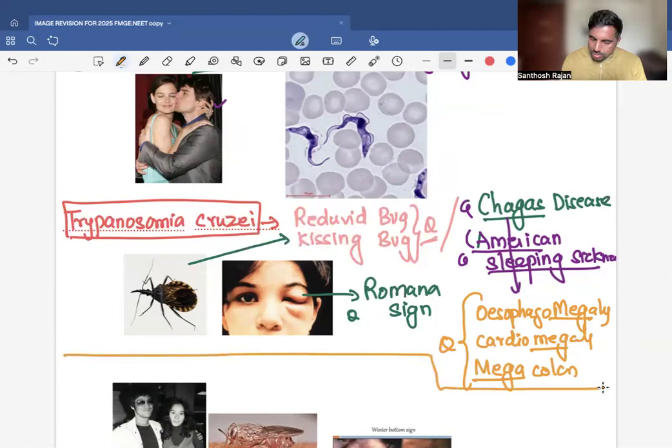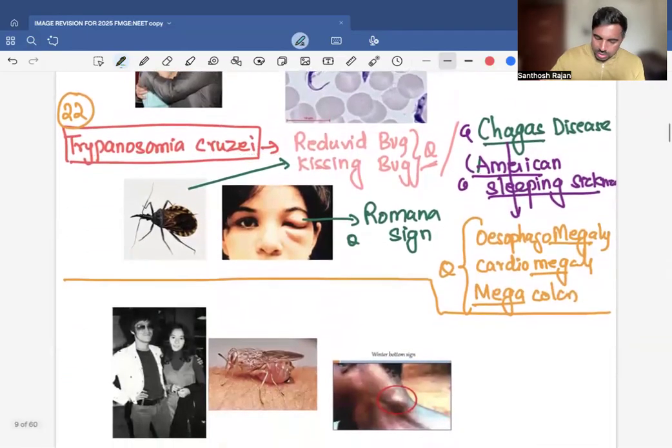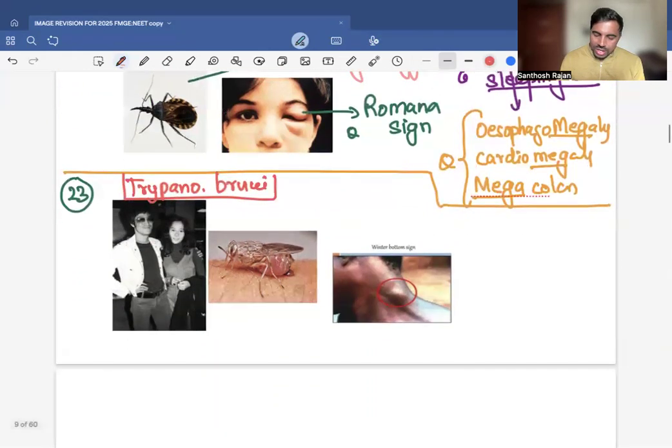Now next, comes the 23rd. Same. So when you talk Trypanosoma cruzi, then we have to talk about Trypanosoma brucei also. For Trypanosoma brucei, very simple, we are going to remember only one person. That is your Bruce Lee, right? So this is Bruce Lee.